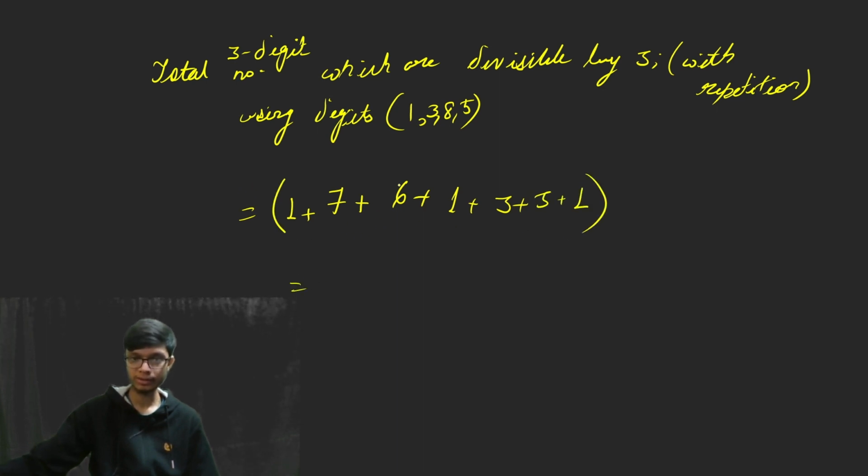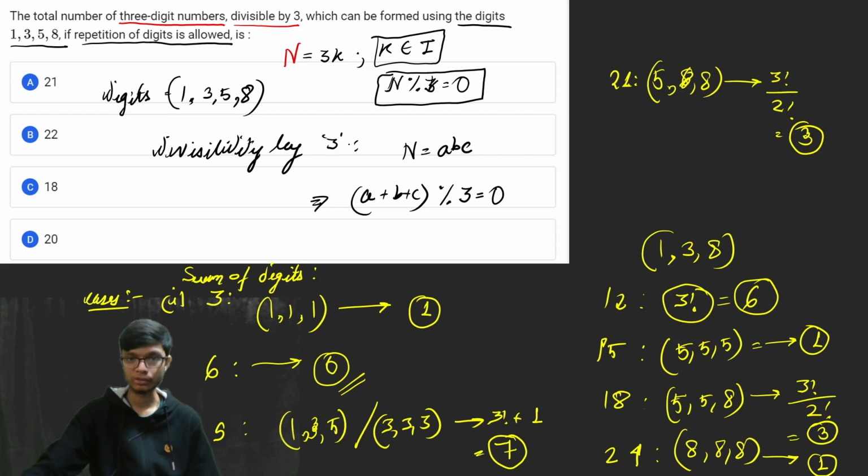So if you sum up these results, we get 14, 14 plus 1 is 15, 15 plus 1 is 16, 16 plus 3 is 19, 19 plus 3 is 22. So there are basically 22 possible numbers, which are 3-digit numbers divisible by 3 using the digits 1, 3, 5 and 8, with repetition, of course.